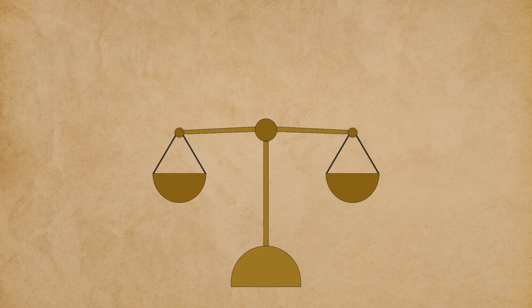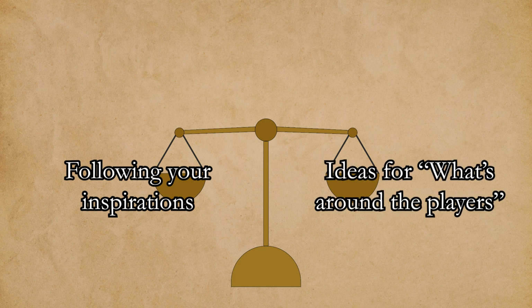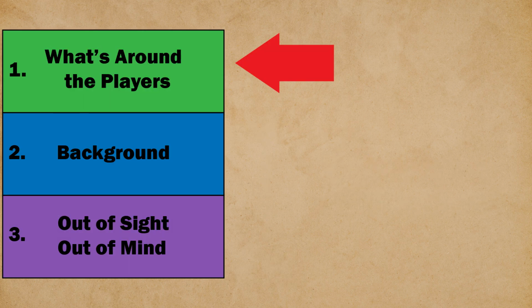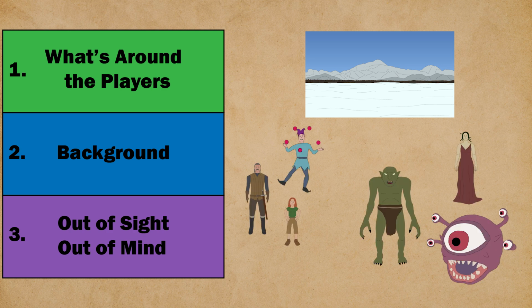I do think there needs to be a balance between following your inspirations like this and coming up with ideas for what's immediately in front of the players. So be reasonable with how you do this. Ideas for the world directly around the players should take priority just because you need that stuff to actually run the game. The players need places to go, or NPCs to talk to, or monsters to kill.